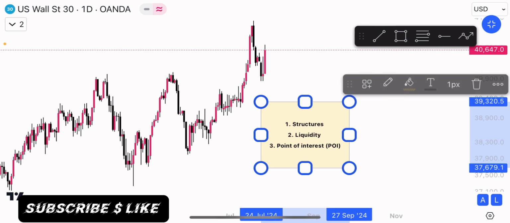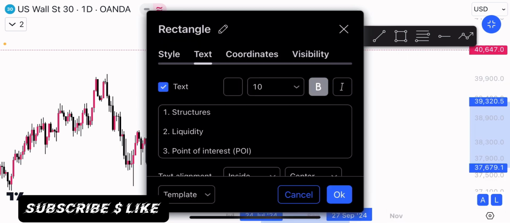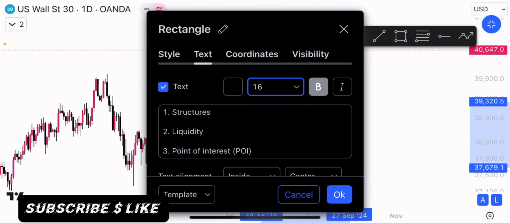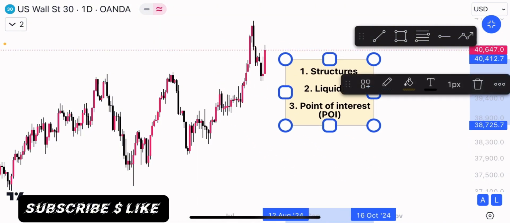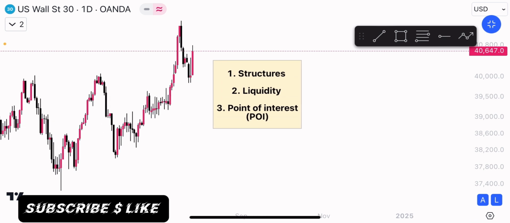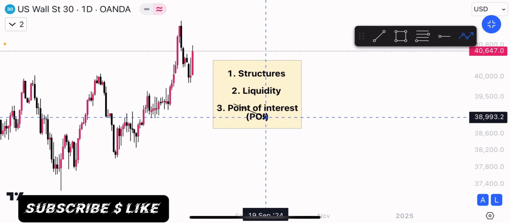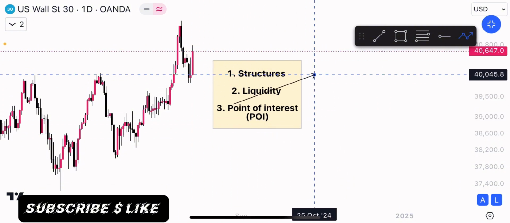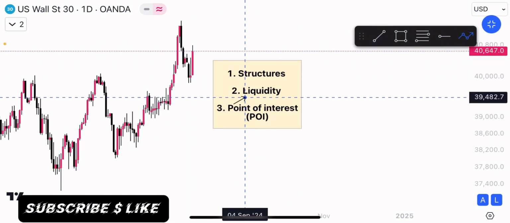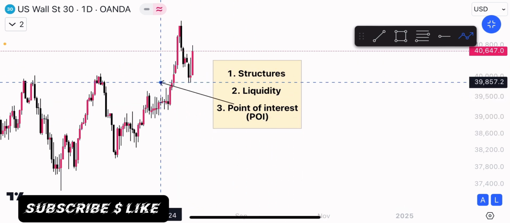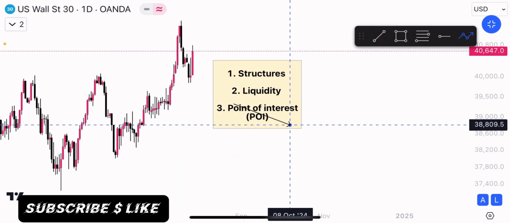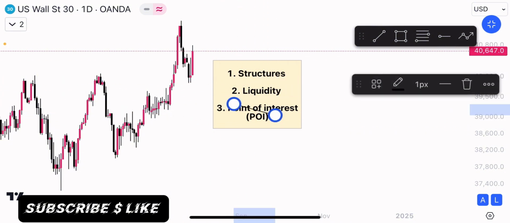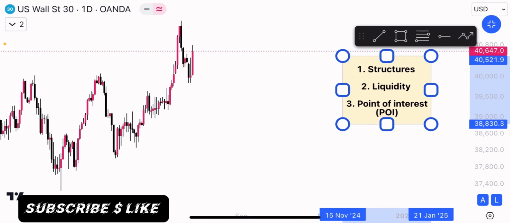So it's very simple. These are the major things I focus more on. So I focus more on these three things, okay? The first one is structures, liquidity, and point of interest. This is just basically my strategy, okay? And this point of interest is just more like our zones where we should be looking out to take trades from, okay? That's what it means. So right now, let's keep it on this chart like this.